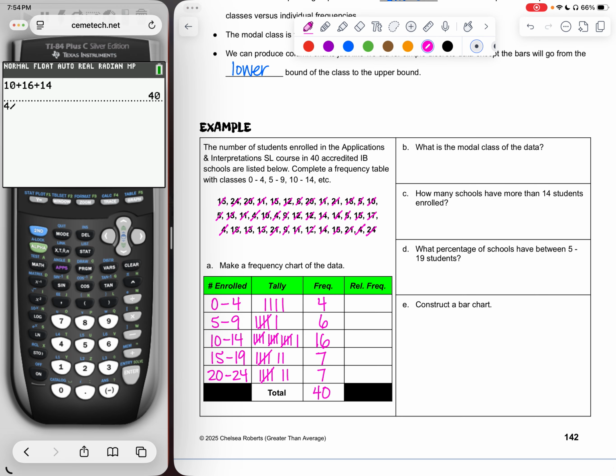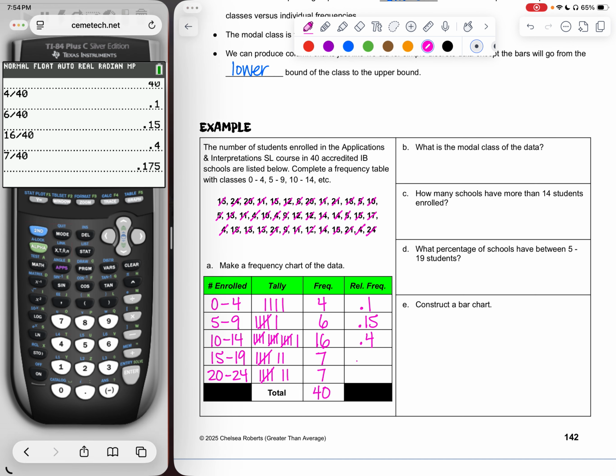If I take 4 divided by 40, I will get 0.1. If I take 6 divided by 40, I would get 0.15. If I take 16 divided by 40, I will have 0.4. 7 divided by 40, and then I will have 0.175 for both of these.